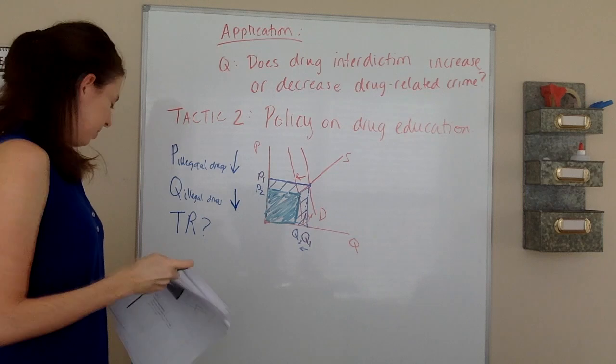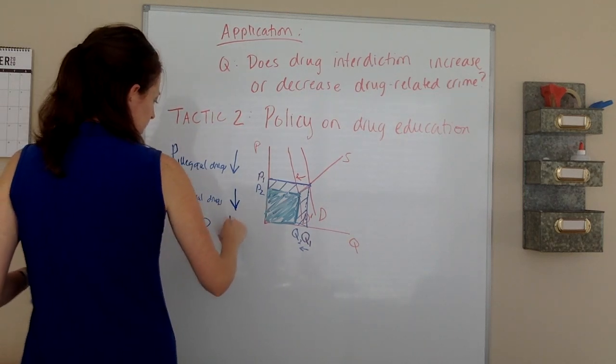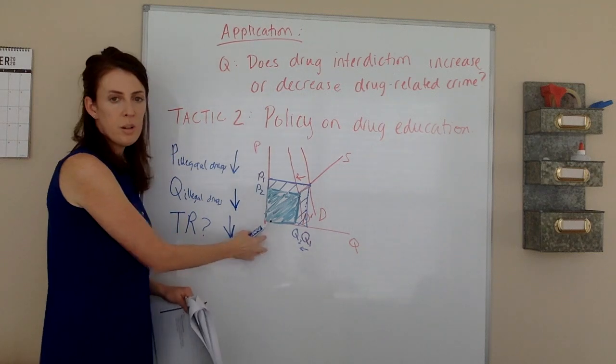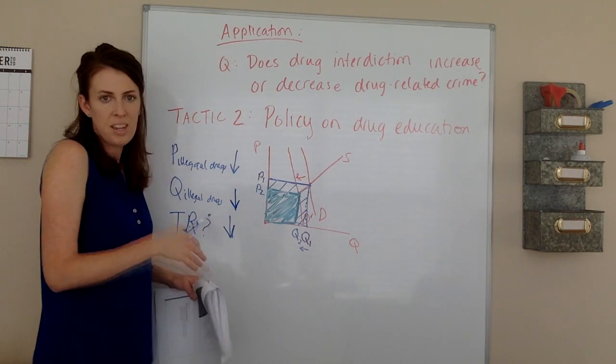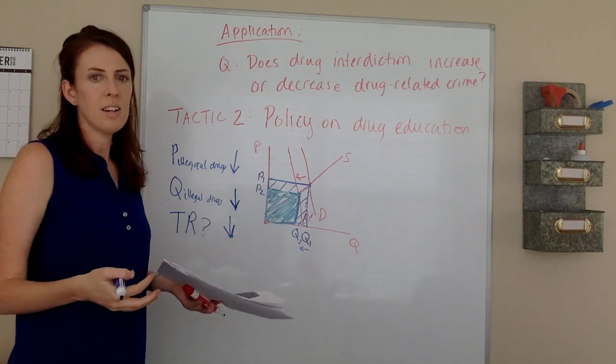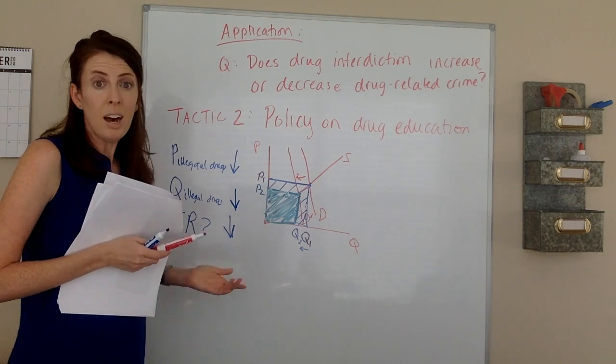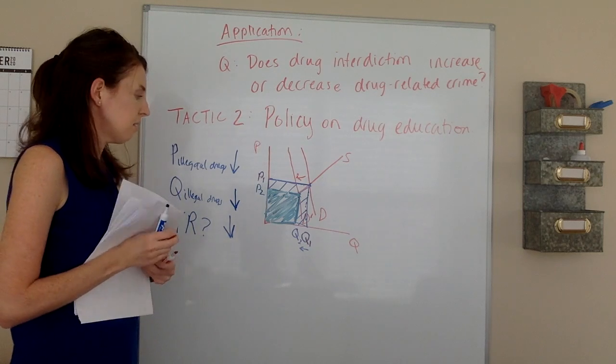So this means that this tactic, although it's intended to effectively do the same thing as the tactic of putting more federal agents on the streets, is going to have a qualitatively different outcome, and it's because of the elasticities that exist in the market.